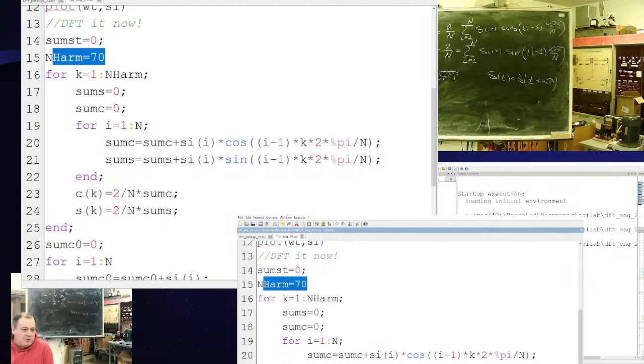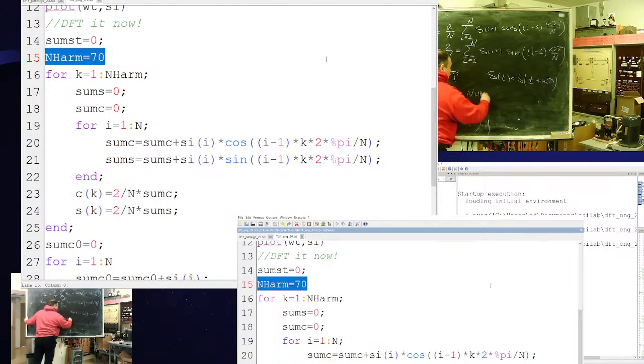What I have here, number of harmonics. I need to limit somewhere the frequency range I will operate. So n harm will change from 1 to n harmonics. It's a range of AC components. Actually, it's a number of AC components. In my case, it will be 70. I don't know why.